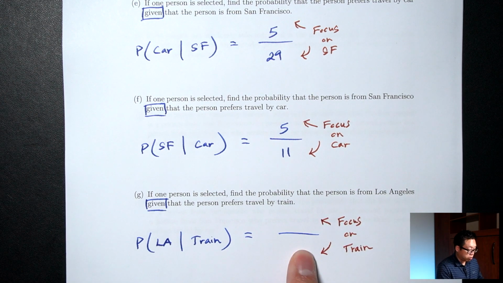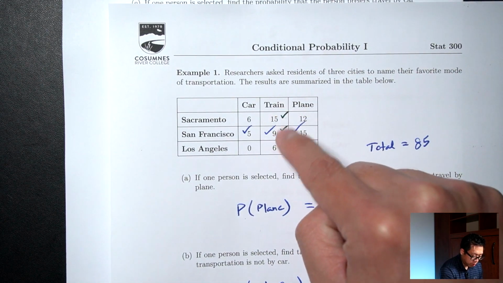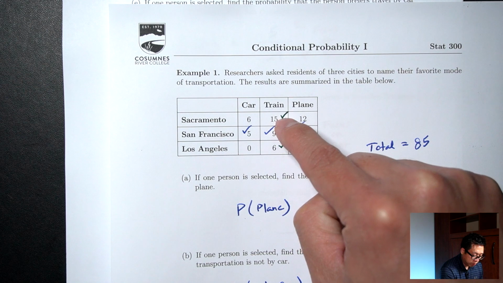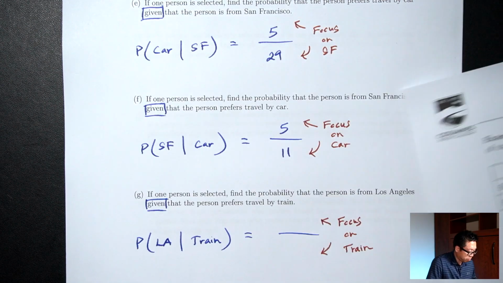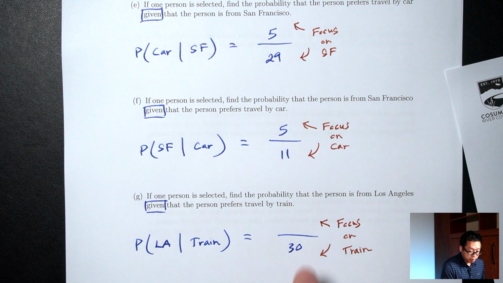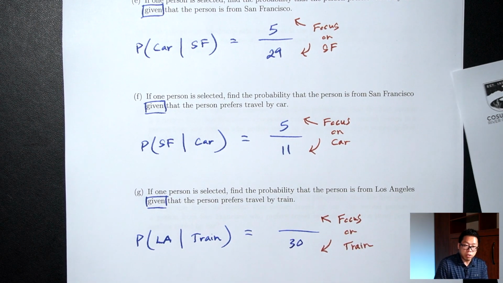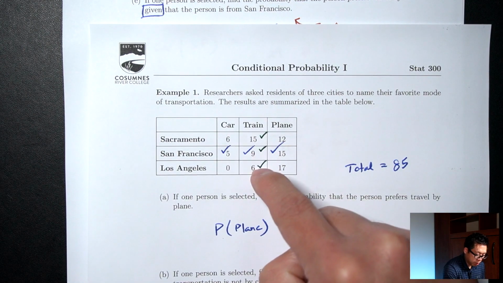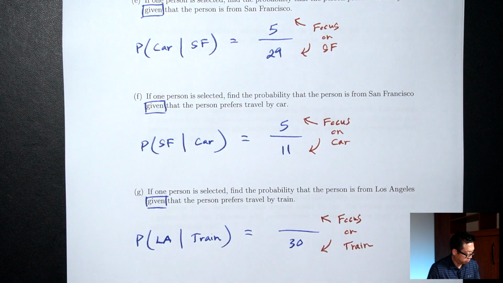For the bottom, focusing just on the train numbers, how many are there total? Just the train numbers. The total would be 15, 9, 6. 15 plus 9 plus 6. That's 30. For the top, still focusing on train numbers, how many are LA? Focusing just on the train numbers, how many are LA? 6.